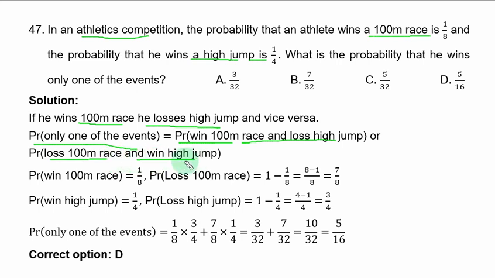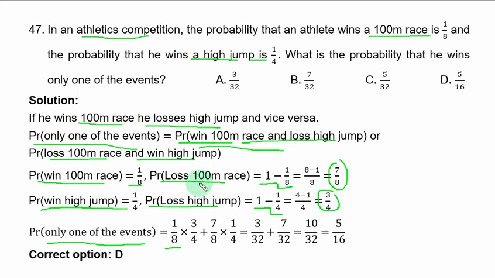From the question, probability that he wins 100-meter race is 1/8. Then he loses 100-meter race is 1 minus he wins. That simplifies to 7/8. That of winning high jump, the probability is 1/4. Therefore, probability that he loses high jump is 1 minus he wins high jump. That simplifies to 3/4. Therefore, probability only one of the events becomes this. That is this part now.